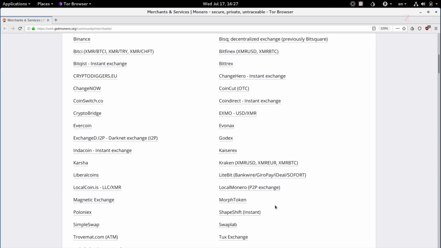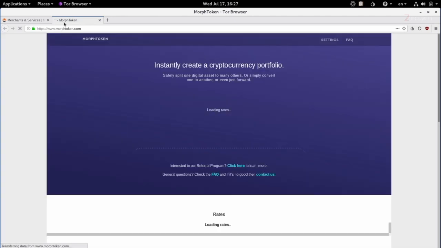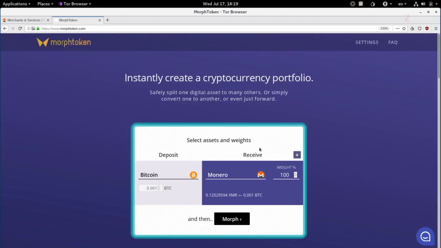But at the time of recording this lecture, a really good service is Morph Token right here. It doesn't require us to sign up, and it doesn't require ID verification. Using these services is pretty much the same. Therefore, in the next lecture, I'm going to show you how to use this one just as an example, but you'll be able to apply the same steps when using other similar services.